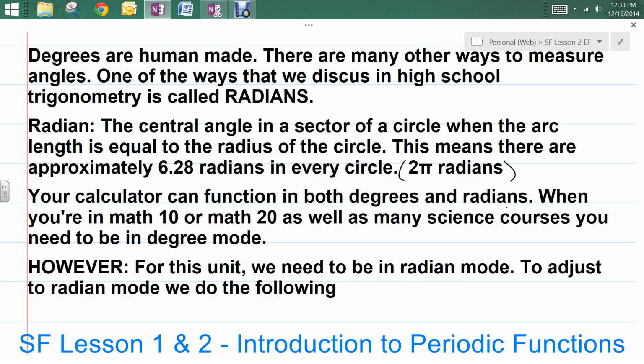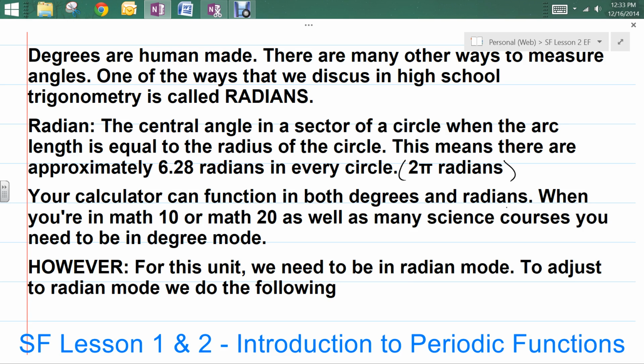So for Math 10 and Math 20, when you're doing SOHCAHTOA and sine, cos, and tan, and the sine law, the cosine law, in Math 20-1, when you're looking at angles in standard position, since everything's in degrees, you need to put it into degree mode.